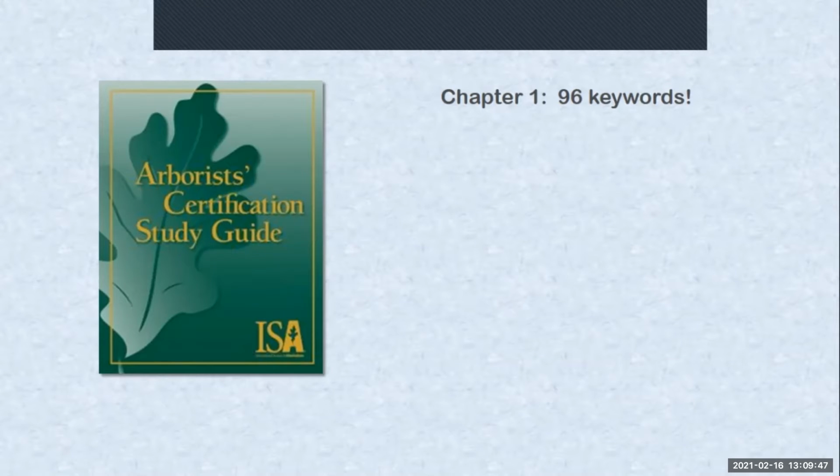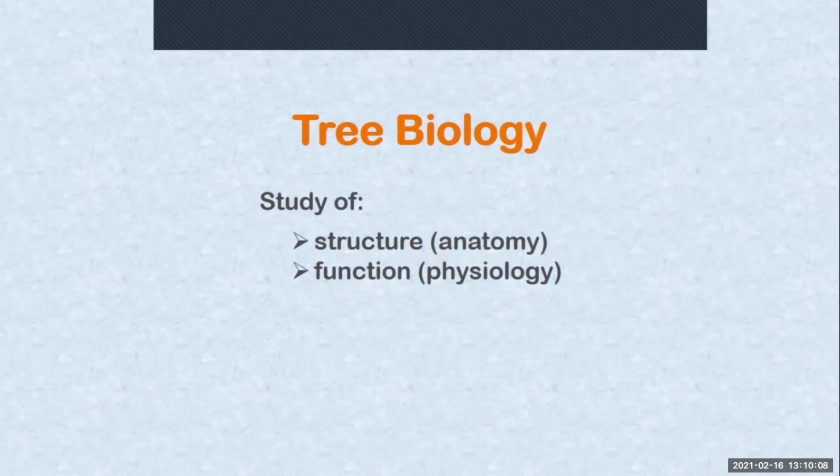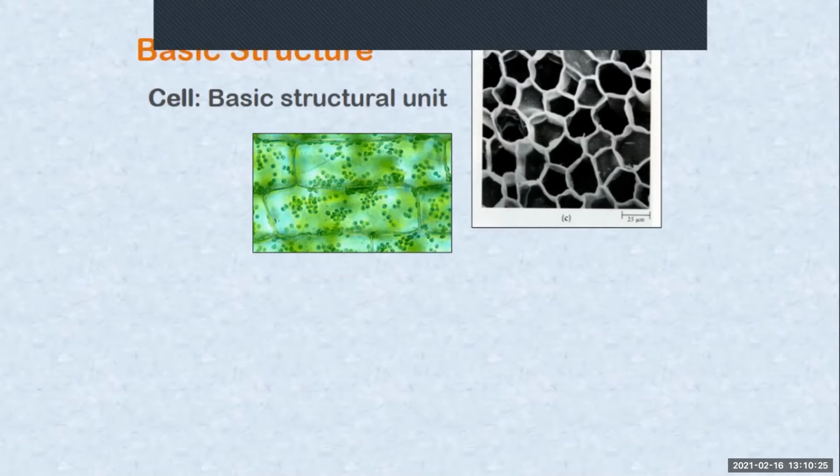But I'll try to cover several of them, as well as talk about how they might apply in some situations. Much of what you're learning in some of the other weeks during this tree care workshop series is going to talk about the application. But it's good to have this background biology to understand how and why you're doing things when you're working with trees. So tree biology is basically the study of the structure or anatomy of the tree and the function or the physiology behind the tree. All right, so we're going to start off here with basic structure of trees.